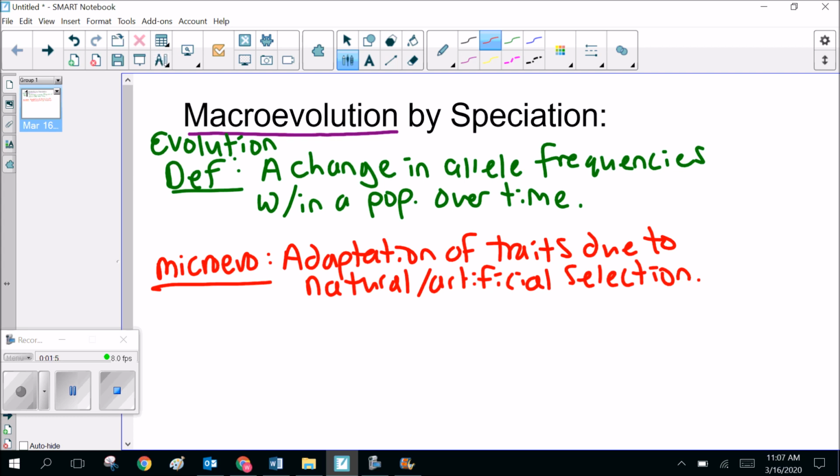What do I mean? So when we talked about the moths becoming darker due to the tree trunks changing color, that wasn't the moths becoming a different species. That was the moths still being moths, but they were just changing their color. That was an example of microevolution. The reason why is that they better adapted to their environment using selection. So they changed their color to be well hidden against the trees, but they were the same species.